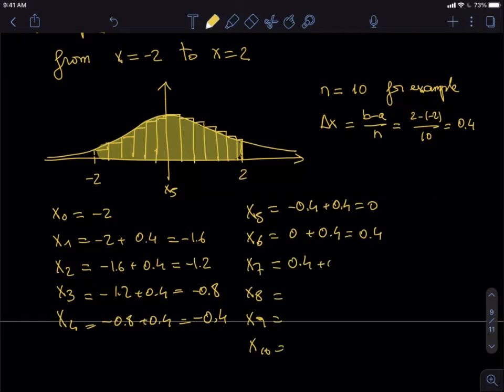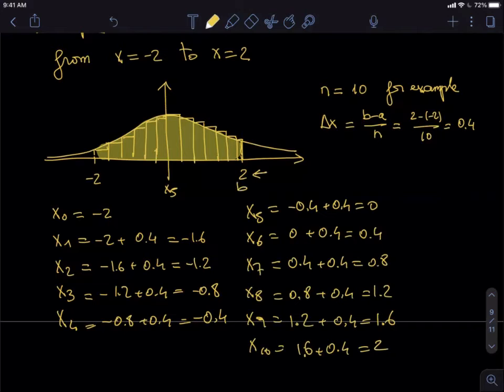So this is 0.4 plus 0.4, that's 0.8. 0.8 plus 0.4 equals 1.2. 1.2 plus 0.4 makes 1.6. And then 1.6 plus 0.4 makes 2, which is the endpoint as we wanted. So all good. Remember in the previous video, we said that instead of memorizing the formulas, we just compute that on the spot. That's what we did here. So for example, this would be -1.6, -1.2, and so on. And then we have 0.4, 0.8, 1.2, and so on. So that's how we find the points.